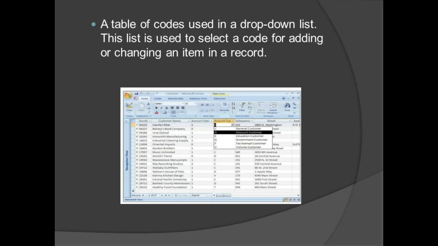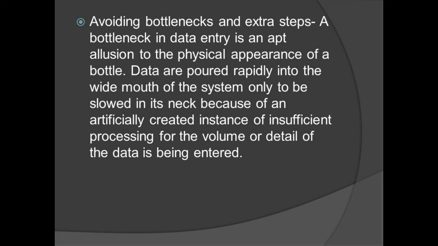Example for this is this table. A table of codes used in a drop-down list. This list is used to select a code for adding or changing an item in a record.